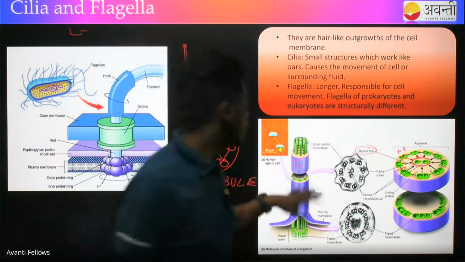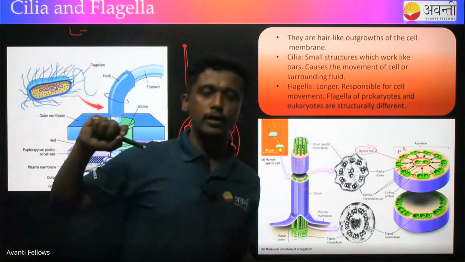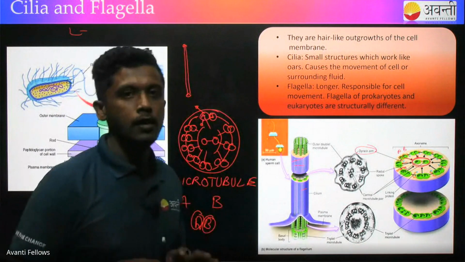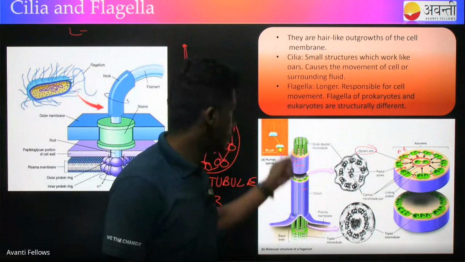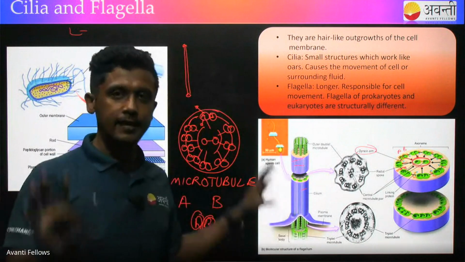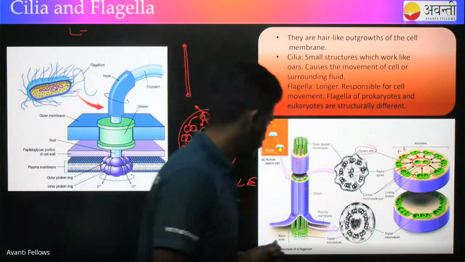Okay. So what are these microtubules? These microtubules are tube-like structures which are made up of a special type of protein called tubulin protein. So this tubulin protein extends downwards in a pillar-like fashion that gives the structural integrity to your flagella. Understood? Okay.